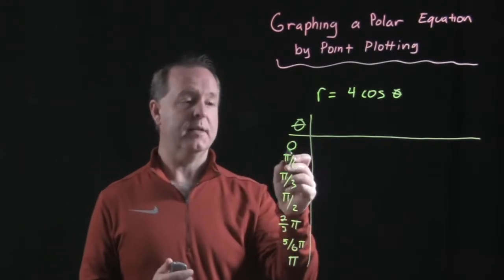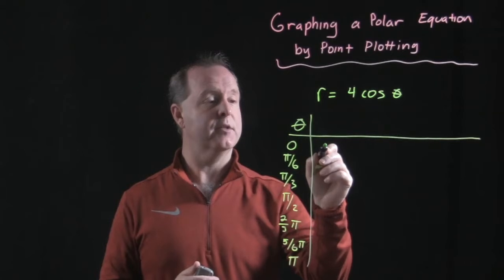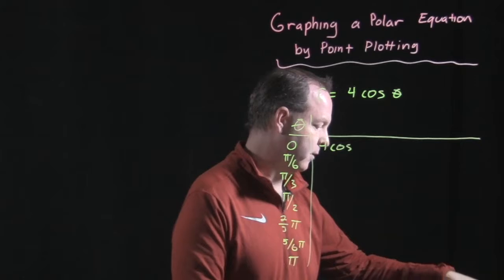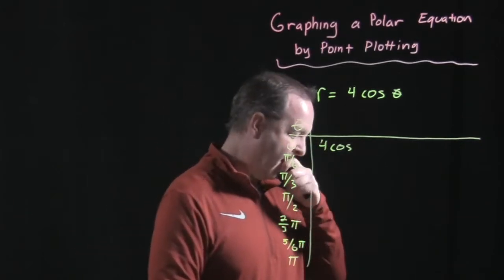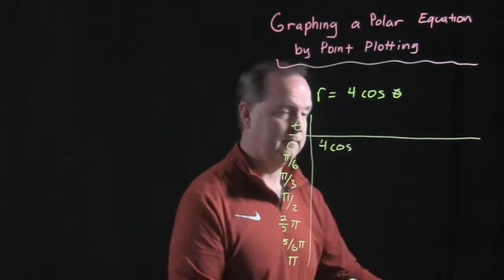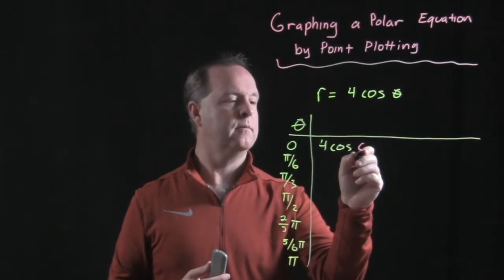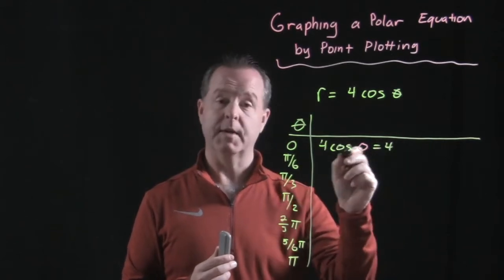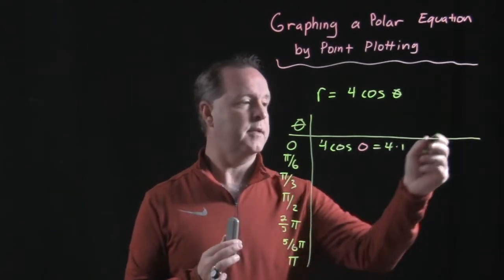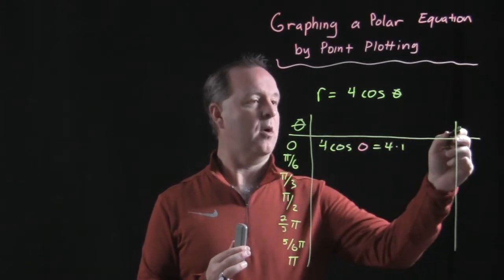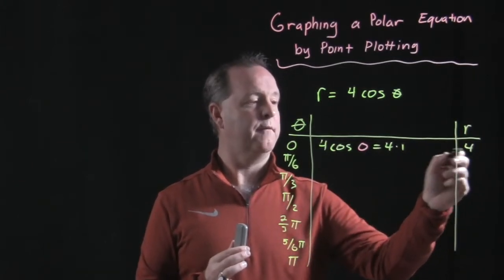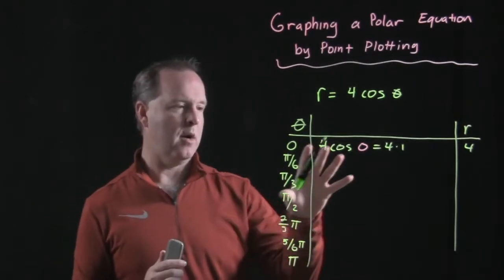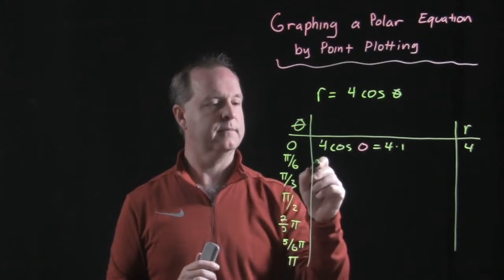So what do we do now? Well, let's take this value of theta and plug that in. So this becomes r equals 4 cosine 0, which equals 4 times 1, and so then I have r equals 4. So we were able to find one coordinate point. I'm going to go through and plug in the rest of these for us.